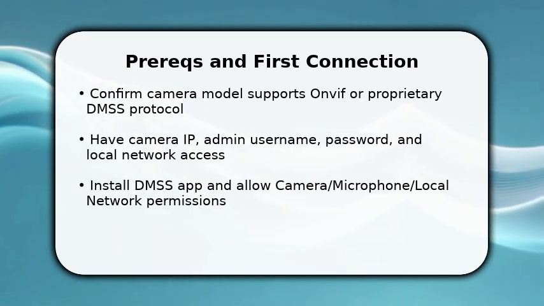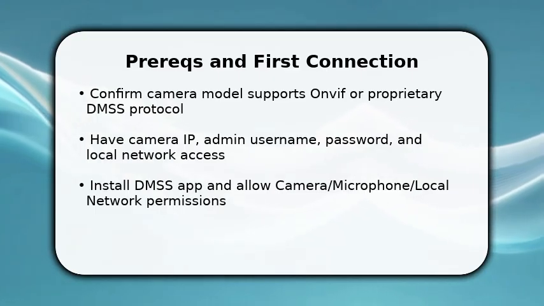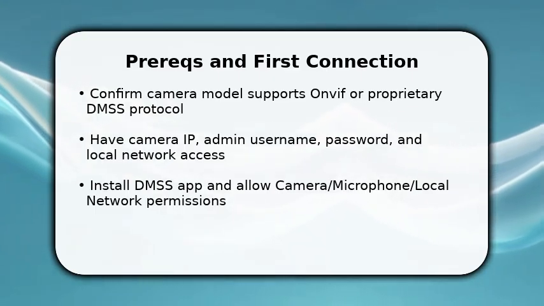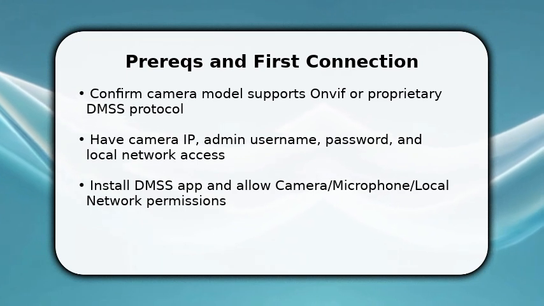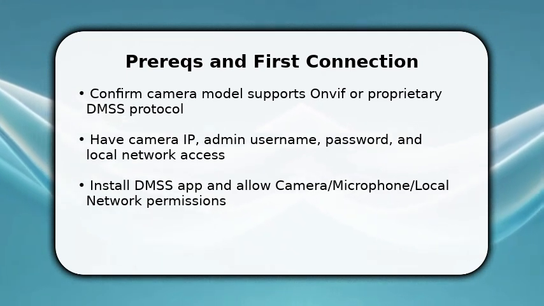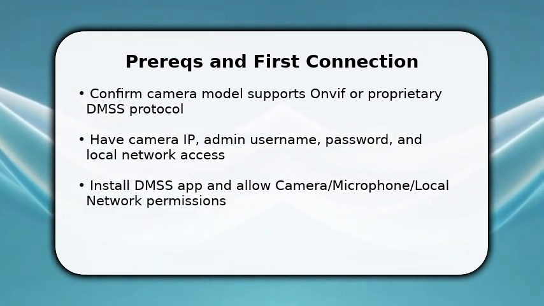Once DMSS is installed, tap Add Device and choose Auto Search. This finds local IP cameras quickly. This first action set gets you into the pairing flow and prevents common network discovery failures. You now complete the middle steps.